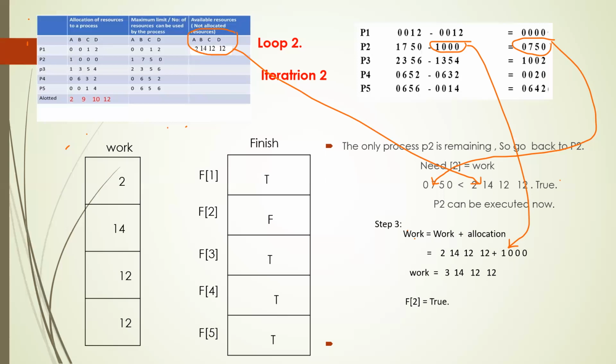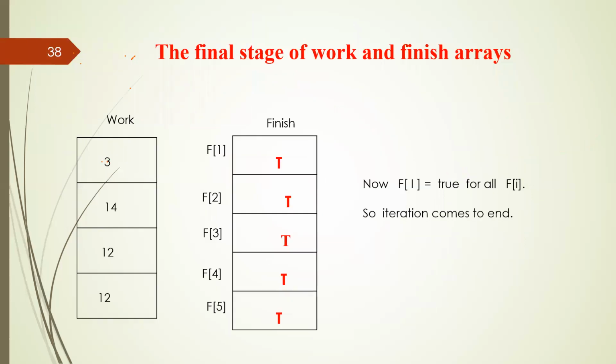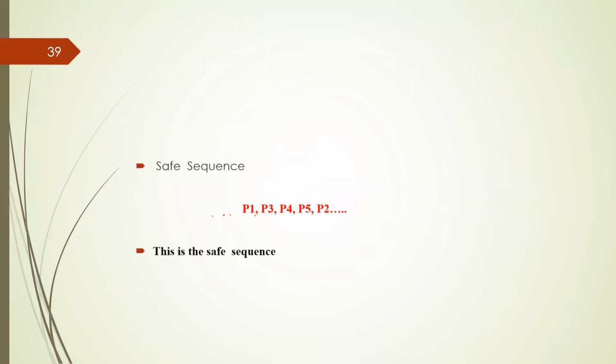Do you understand what I'm saying? Then the final state of the work and finish arrays: work array becomes 3, 14, 12, 12, and finish array becomes true, true, true, true, true. All Finish[i] are true. Now the iteration comes to an end. Now the sequence is P1, P3, P4, P5, P2.